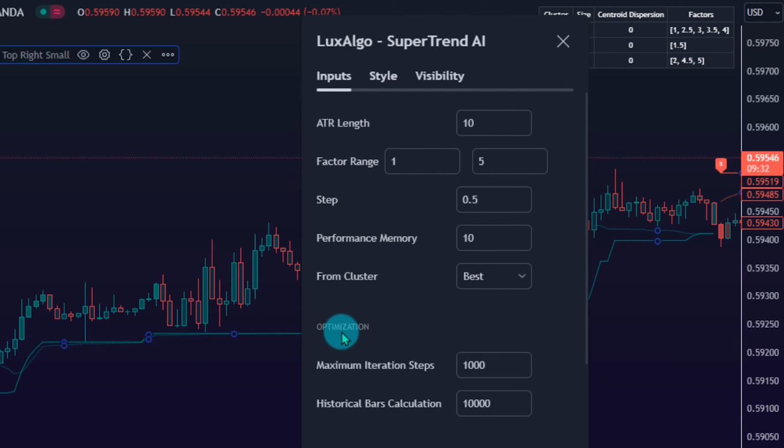Under the optimization section, this group of settings affects the runtime performances of the script. Maximum iteration steps. This is the maximum number of iterations allowed for finding centroids. Excessively low values can return a better script load time but poor clustering. Historical bars calculation. This calculates the window of the script.